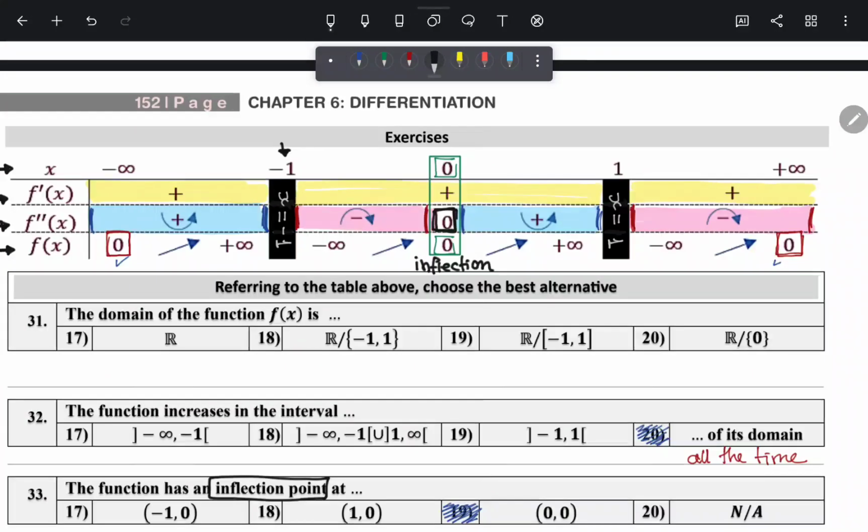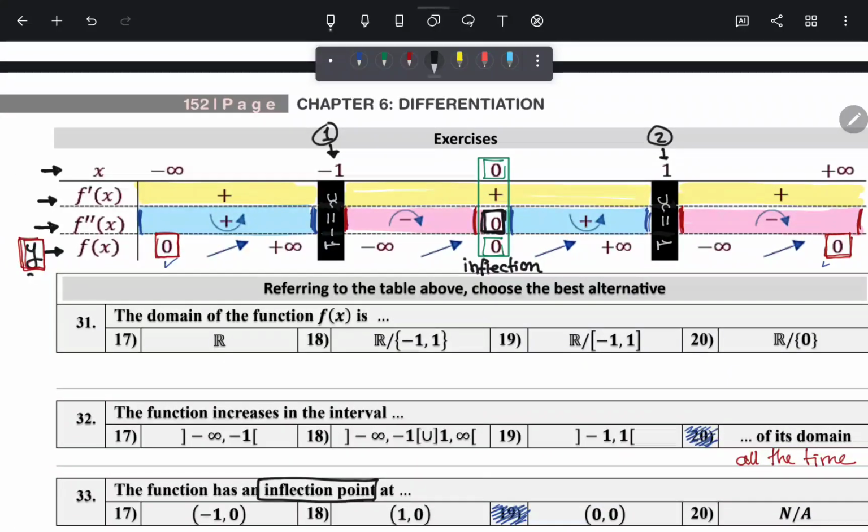For example, this table now has three asymptotes. What are the three asymptotes? One is vertical, two is also vertical, and the third one is the horizontal, which is y equals 0. If you have three asymptotes, how many infinite branches do you have? 6. Exactly.